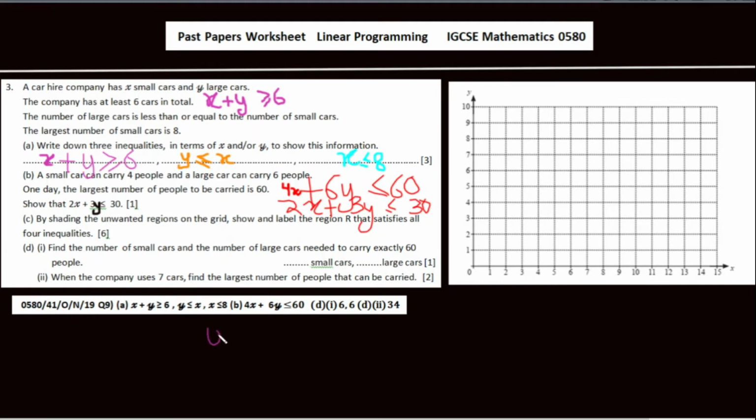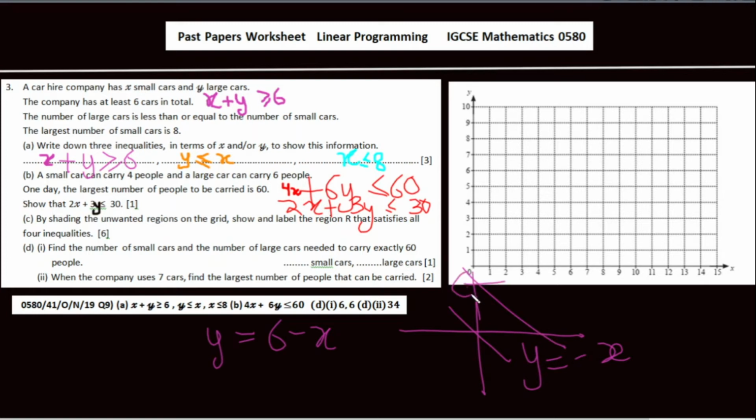The first one is y equals 6 minus x. This is the equation of the line. So to plot it, this is actually the line y equals minus x translated 6 units up. So it's going to be 6 here and 6 here. So the line y equals minus x is simply being translated 6 units up. So this is the purple line.